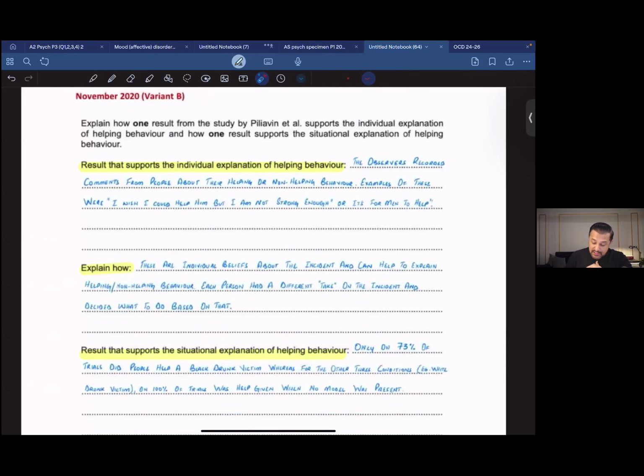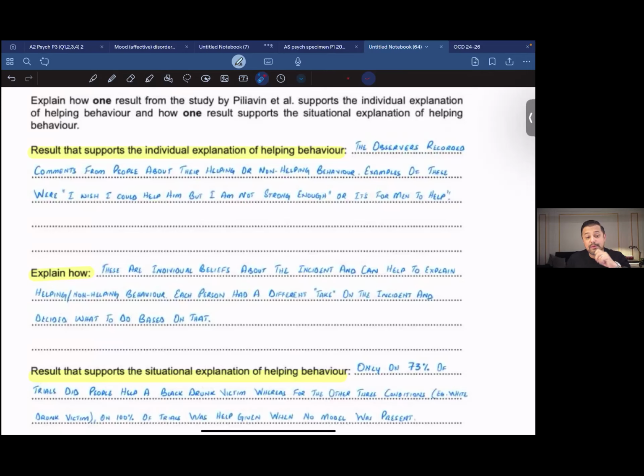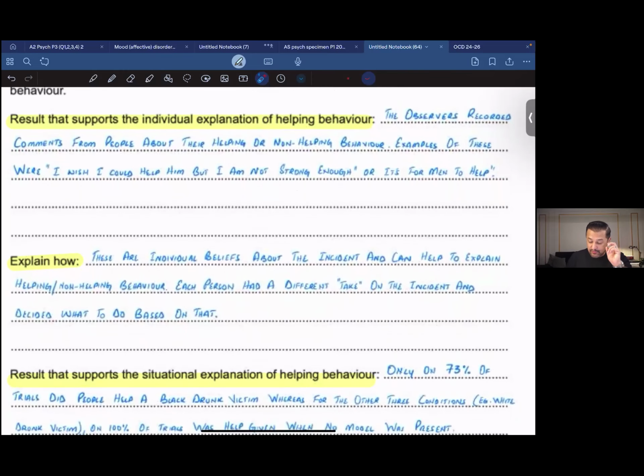So explain one result from the study by Piliavin et al. that supports the individual explanation of helping behavior, and how one result supports the situational explanation of helping behavior. Result that supports the individual explanation: the observers recorded comments from people about their helping or non-helping behavior. Examples: I wish I could help them, but I'm not strong enough, or it's for men to help. Explain how this supports the individual side of the debate. There are individual beliefs about the incident that can help to explain helping or non-helping behavior. Each person has a different take on the incident and decided what to do based on the individual opinion that they held. Hence, this is supporting the individual side of the debate.